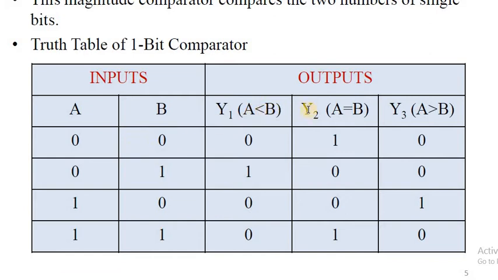Therefore, this makes the truth table, that is comparison. Here A is less than B, A is equal to B, and A is greater than B.